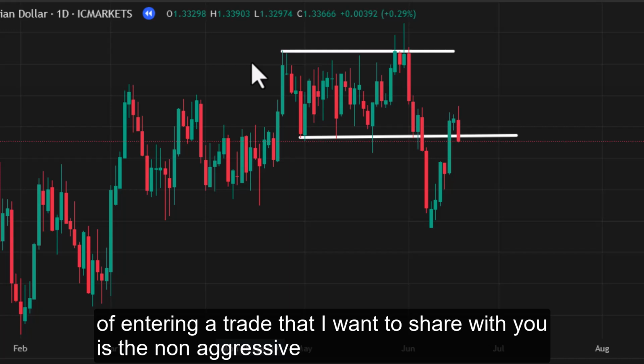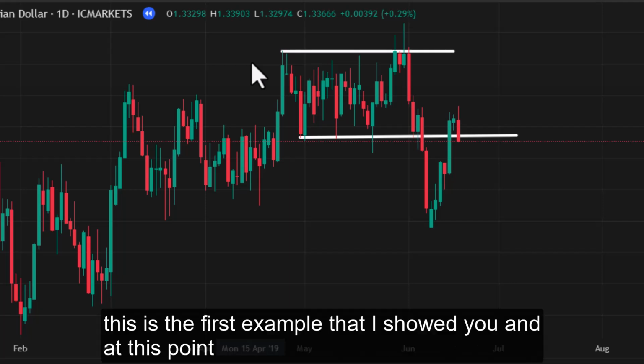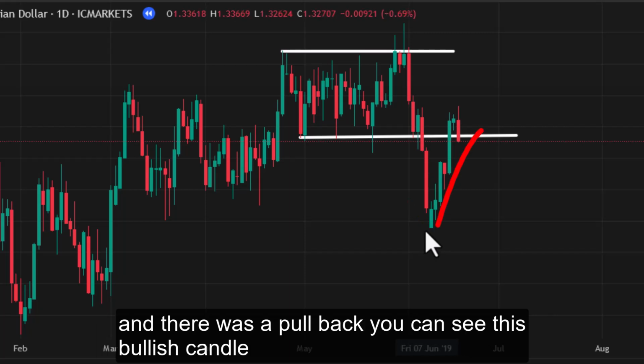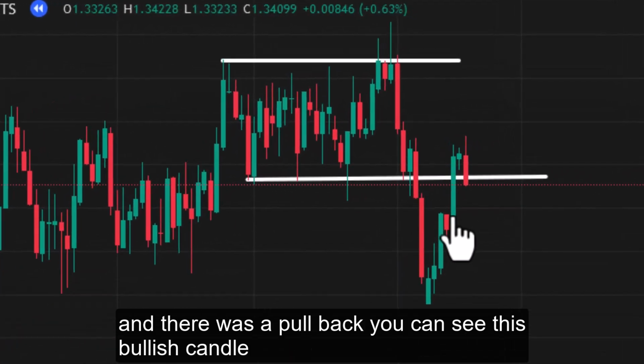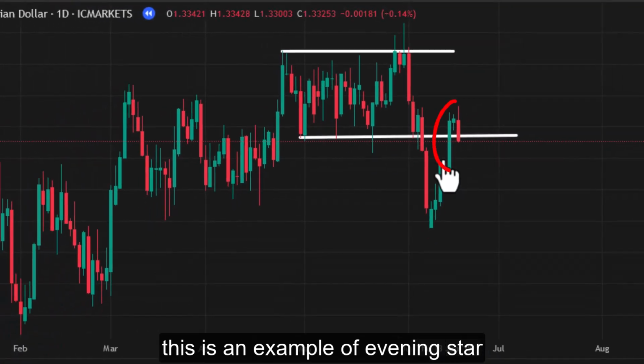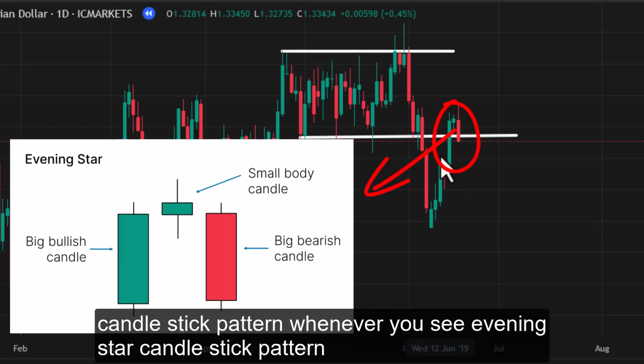Another method of entering a trade that I want to share with you is the non-aggressive or the conservative way of entering a trade. This is the first example that I showed you, and at this point we have our breakout. After that, price came to this low and there was a pullback. You can see this bullish candle and you can also see this doji and this bearish candle. This is an example of an evening star candlestick pattern.